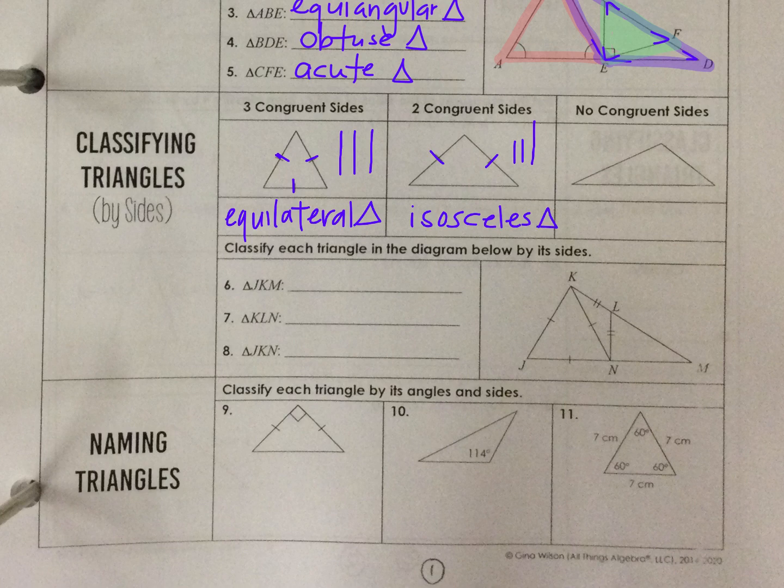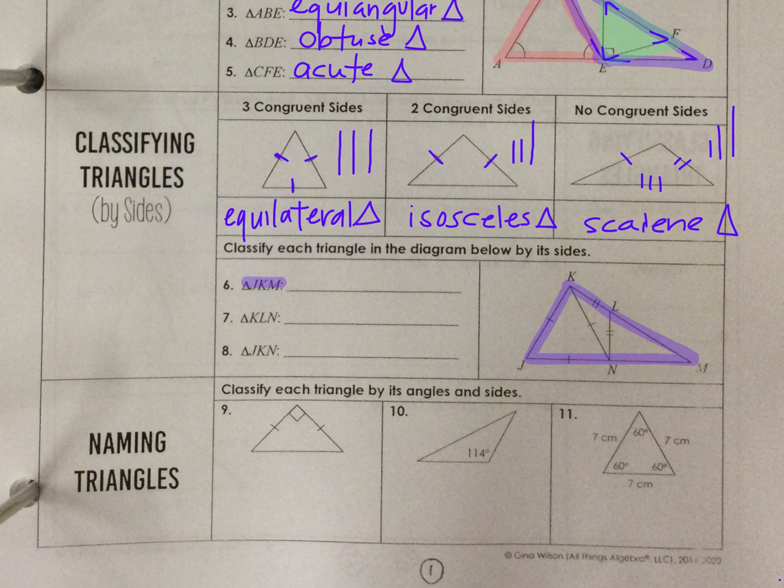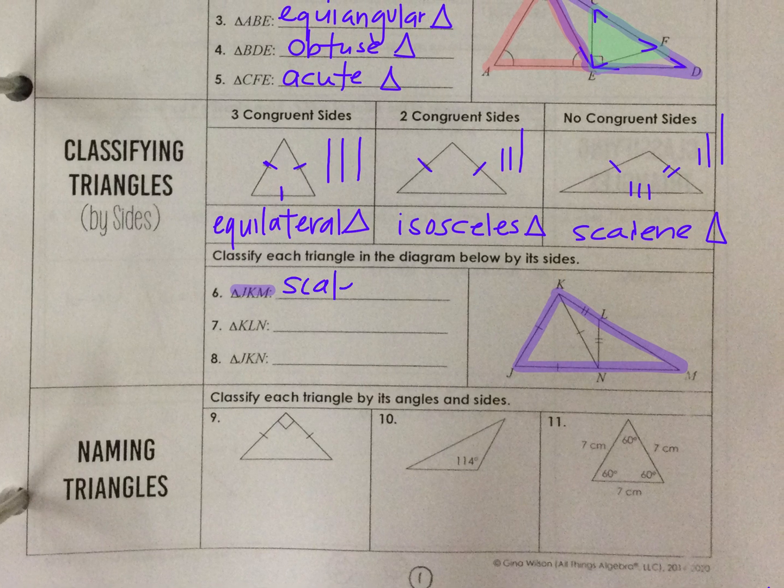triangle. And when I have one where none of the sides match at all, they're all different lengths, so if I lined them up, they would look like that, I call that a scalene. So let's use that information to identify these. JKM, well, I can just look at that and see that they are scalene. Nothing is the same. All the sides are different lengths.